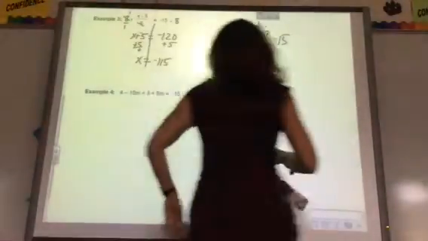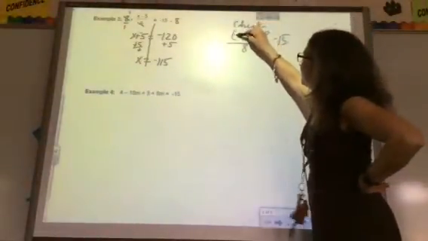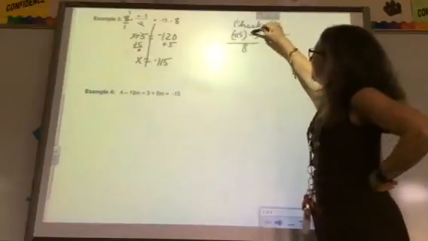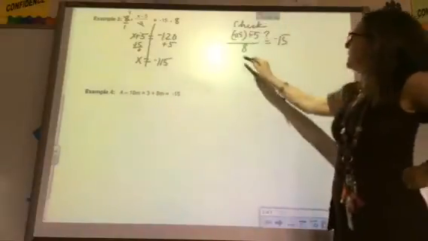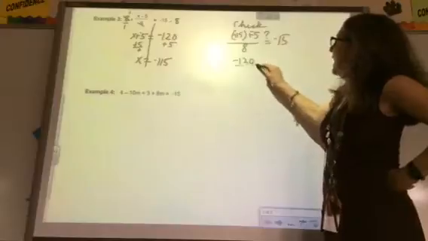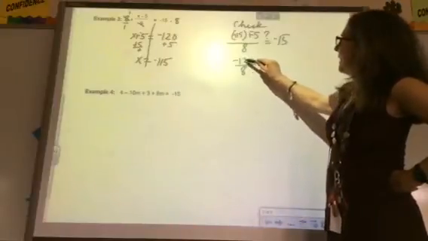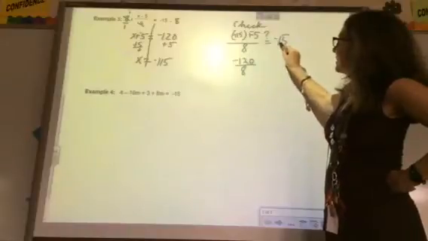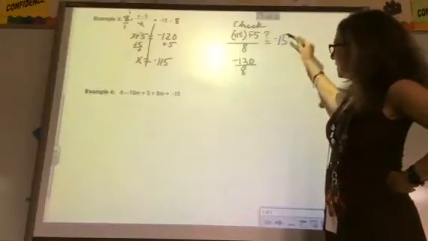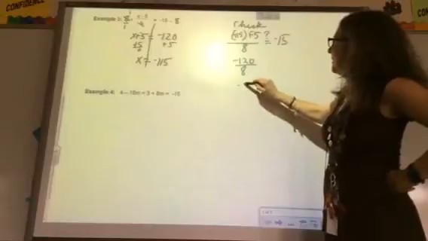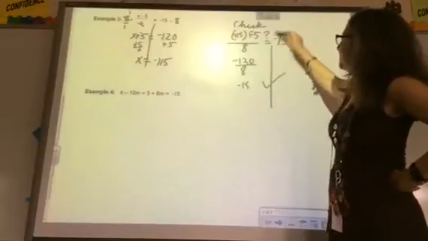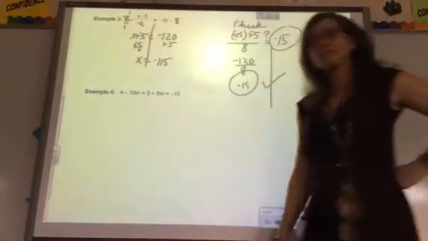So over here, I'm going to put in negative 115 and add negative 5 to it, which would be negative 120. I'm going to divide negative 120 by 8. 8 goes into 12 once, and I have 4 left over, 40. 5 times 8 is 40, so that would be negative 15. So that does check because we have negative 15 on both sides.